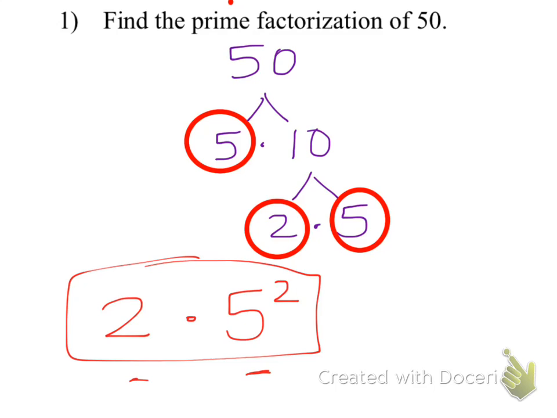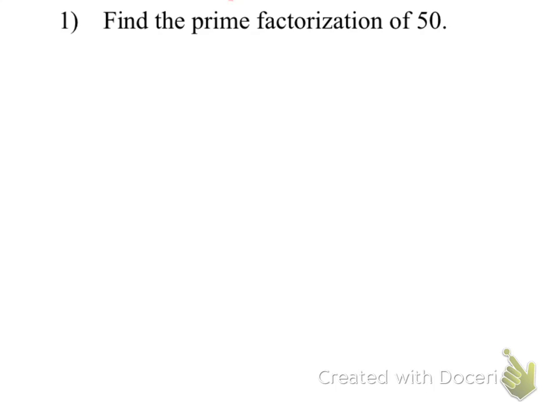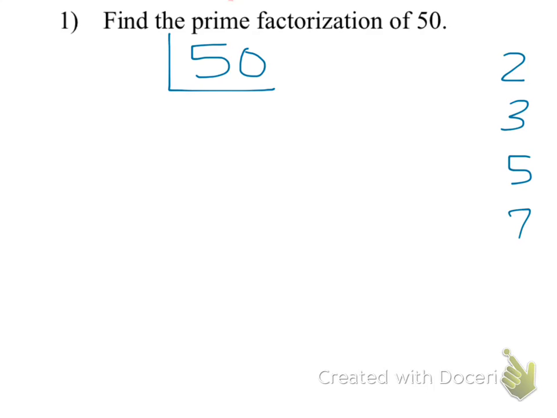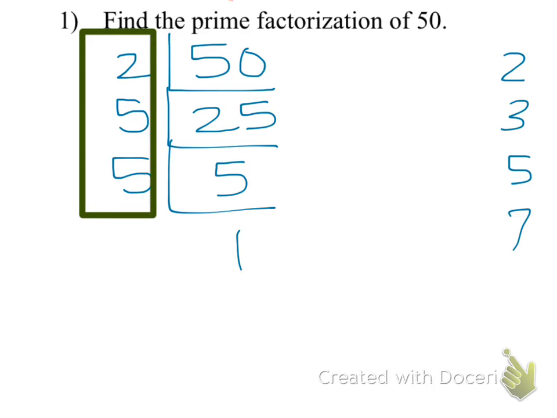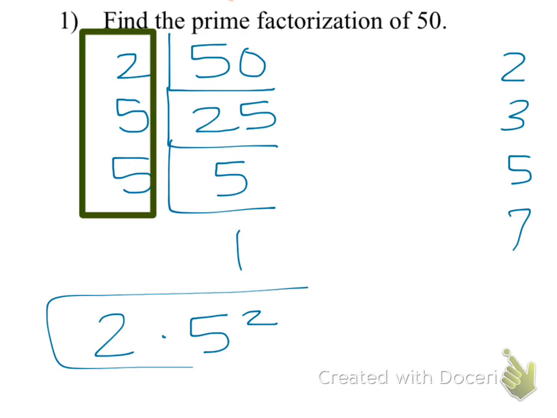If you want to use the factor tower, this is what it would look like. Again, I like to write the first 4 prime numbers over here to make sure that's what I'm using on the outside of my tower. 50 divided by 2 is 25. 5 is the prime number that I can factor out. And then 5 divided by 5 equals 1. 1 and I'm done. So my prime factorization is right there. And then you just rewrite it, just like we did with the factor tree. There's your final answer.